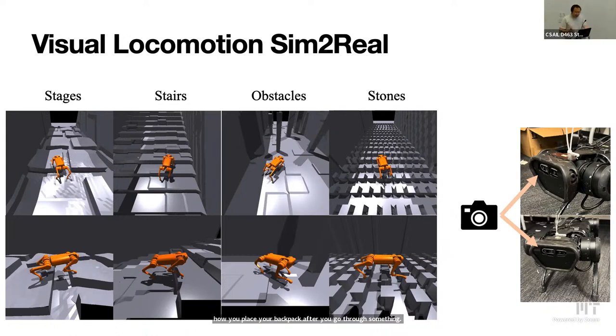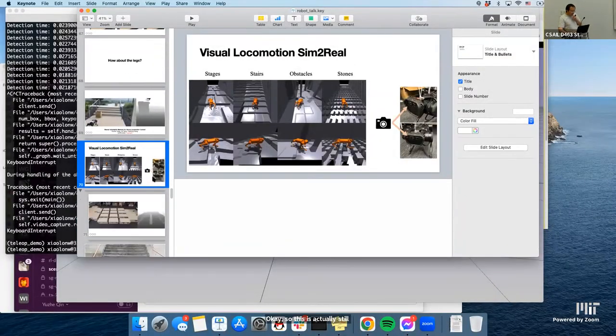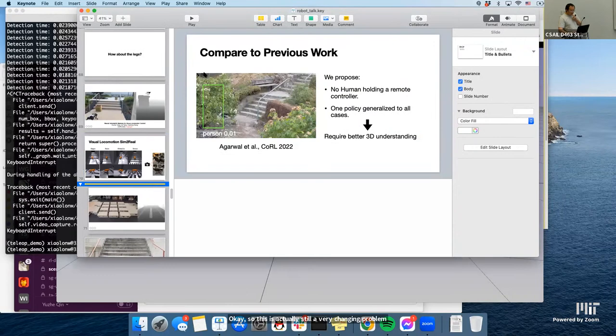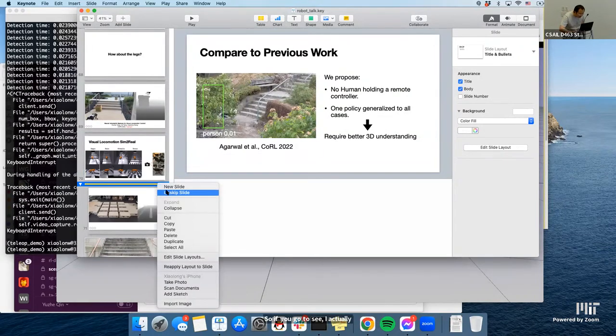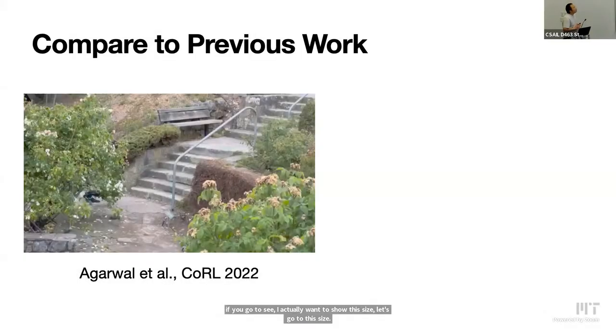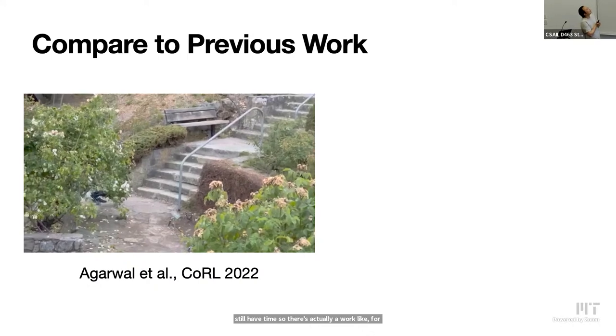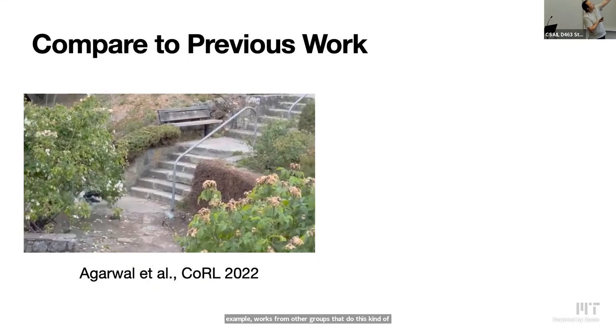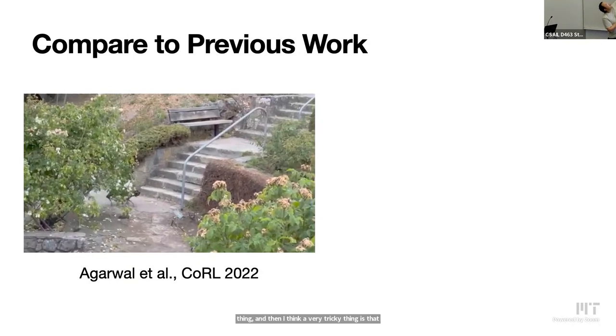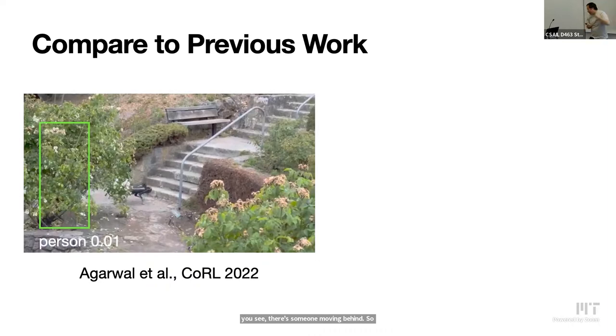This is actually still a very challenging problem. I actually want to show these slides. I kind of skipped them because I'm afraid I have no time, but it seems like I still have time. There are works from other groups that do this kind of thing. A very tricky thing is when you observe people showing demos, I'm not sure if you see someone moving behind. Actually, there's always a human controlling the robot with a remote control. They're just hiding in the back, so you cannot see. That's how you make a good demo.